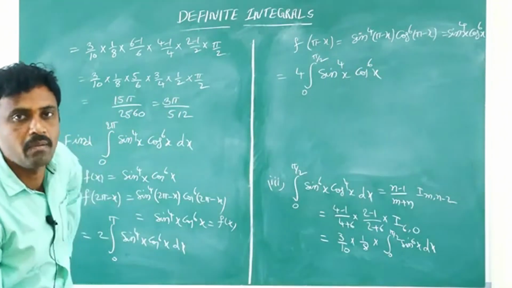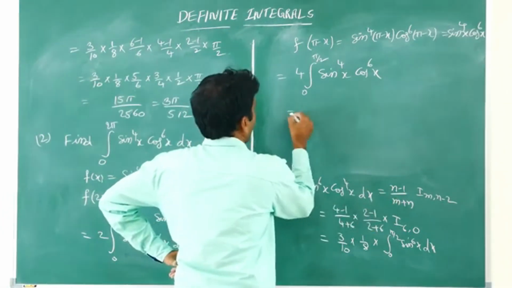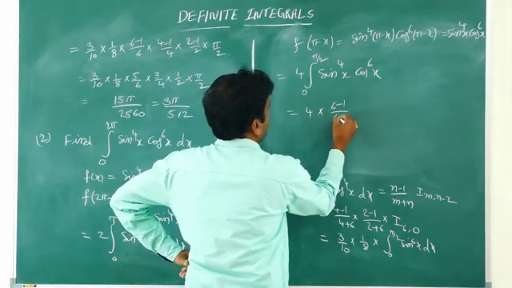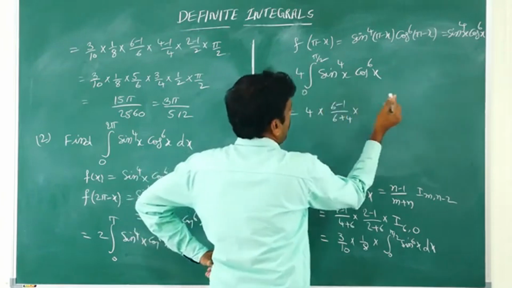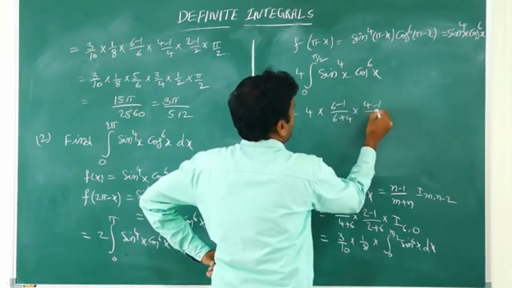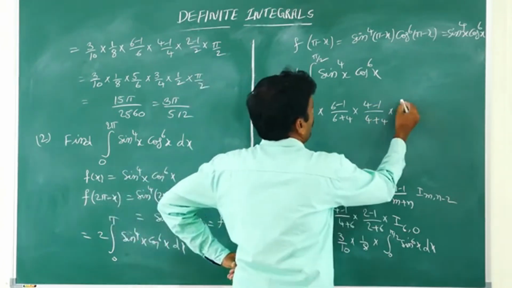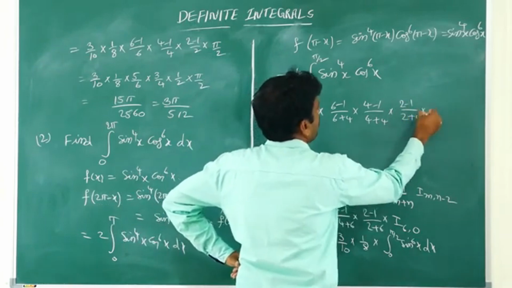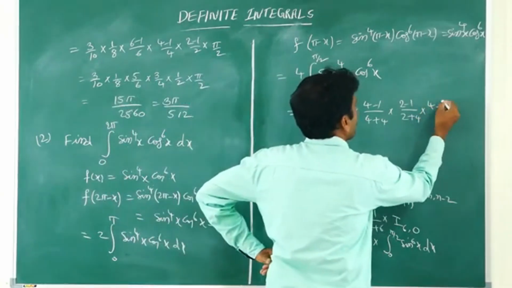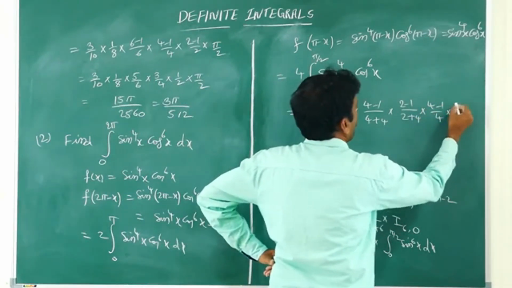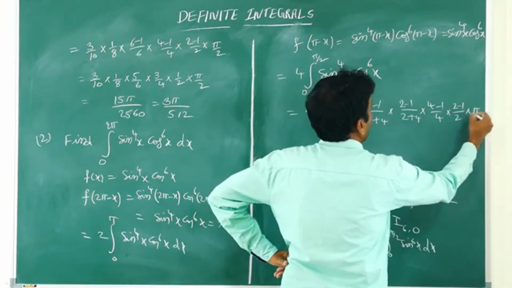4 into the integral 0 to pi by 2, that is I m comma n. N minus 1 by m plus n, that is 6 minus 1 by 6 plus 4, I 4 comma 4. That is 4 minus 1 by 4 plus 4, I 4 comma 2. 2 minus 1 by 2 plus 4, I 4 comma 0, sin power 4. 4 minus 1 by 4, 2 minus 1 by 2, pi by 2.